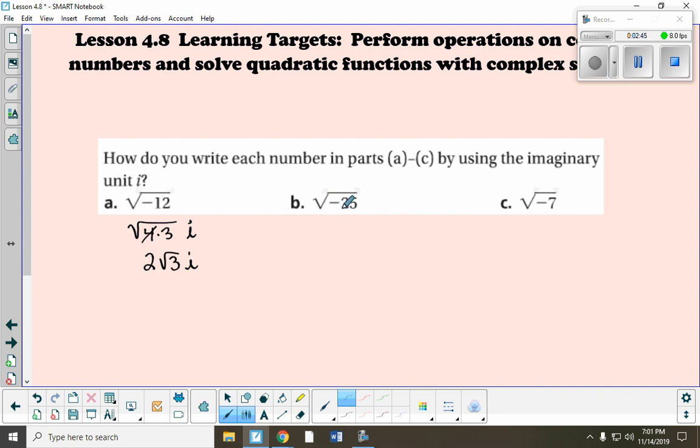Square root of -25, well, the square root of a negative is an i. The square root of 25 is 5. Square root of -7, we have an i. And the square root of 7 is just the square root of 7. We can't simplify that any further.